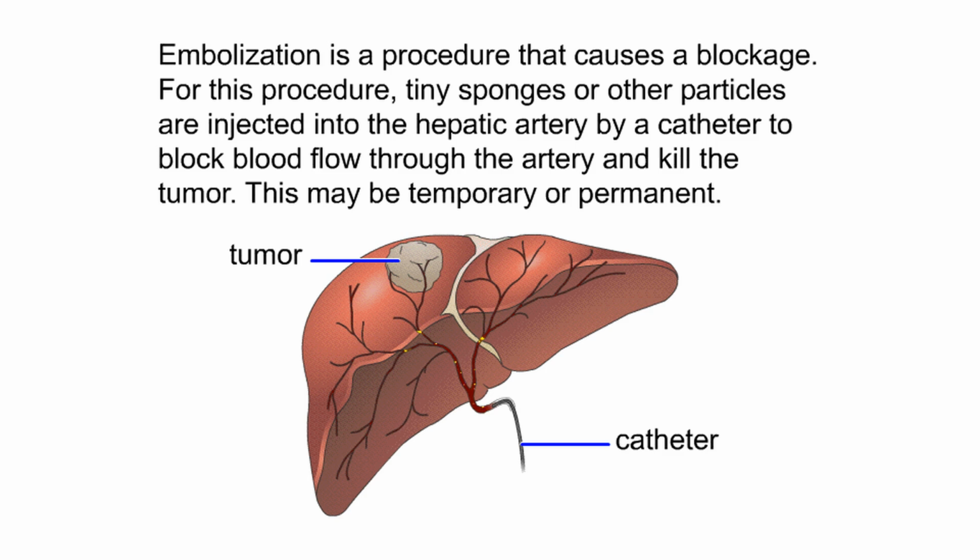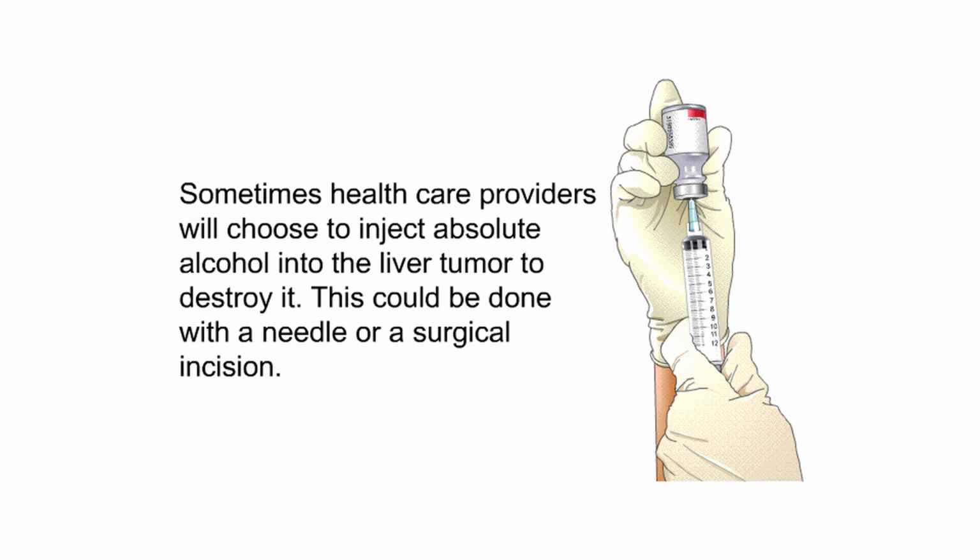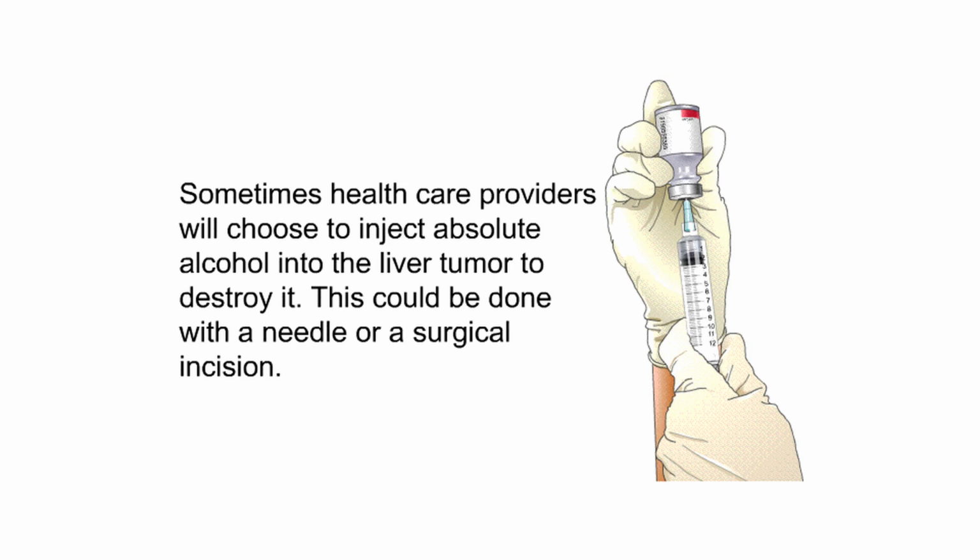Embolization is a procedure that causes a blockage. For this procedure, tiny sponges or other particles are injected into the hepatic artery by a catheter to block blood flow through the artery and kill the tumor. This may be temporary or permanent. Sometimes healthcare providers will choose to inject absolute alcohol into the liver tumor to destroy it. This could be done with a needle or a surgical incision.